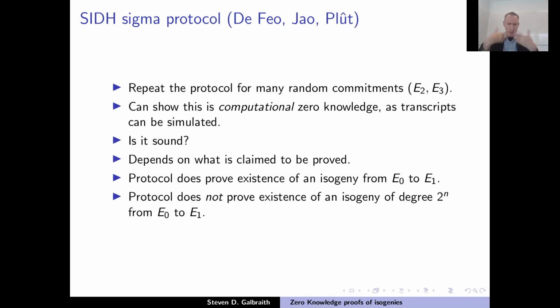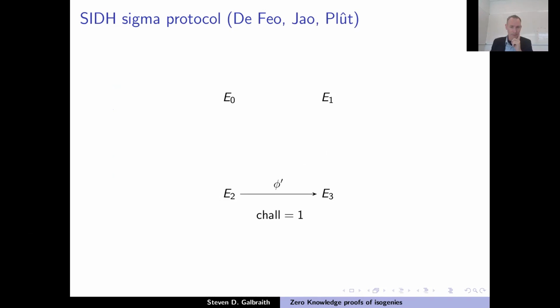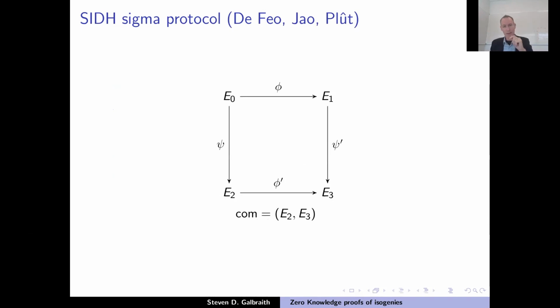So again, of course, you have to repeat this many times, and you'll repeat this for random commitments. But there's already a bit of a trap with the zero knowledge. You need computational zero knowledge because it's non-trivial to know, without knowing the witness, you can't be sure that you actually somehow have a square of the right form.